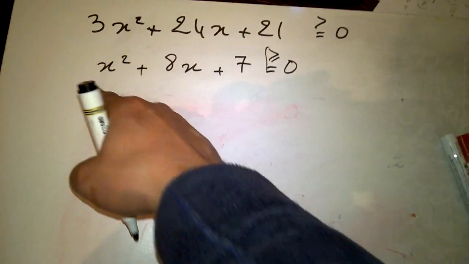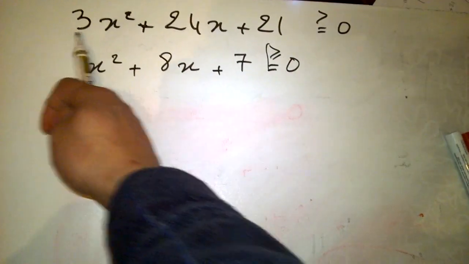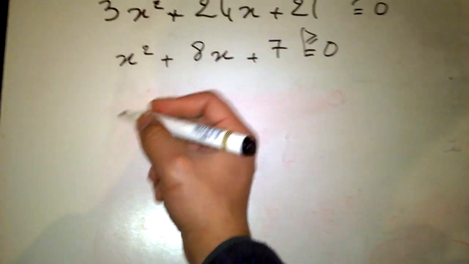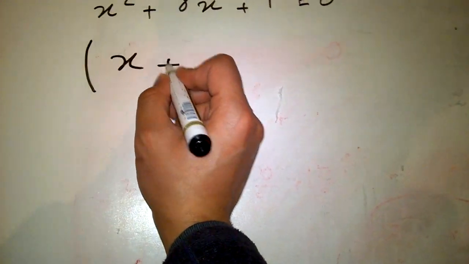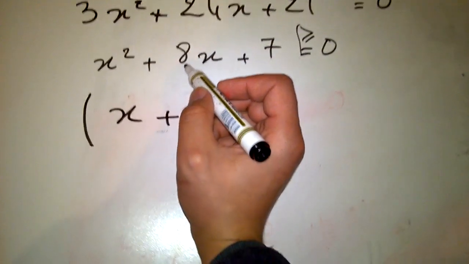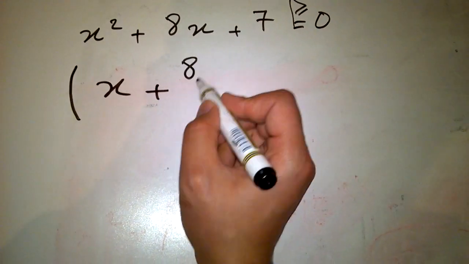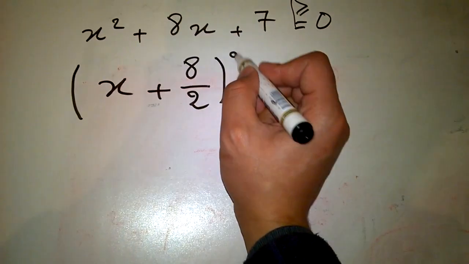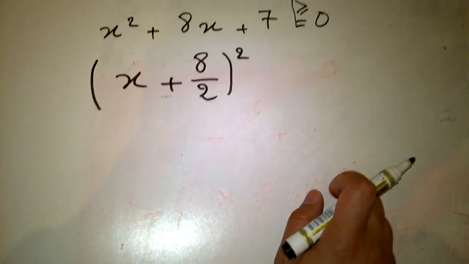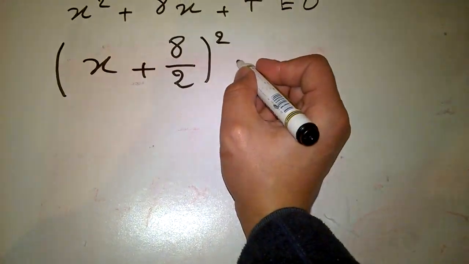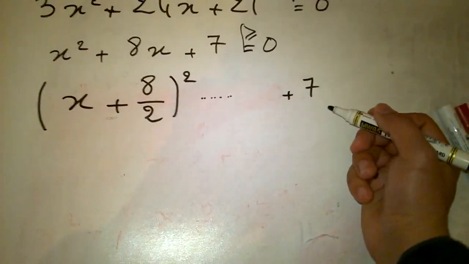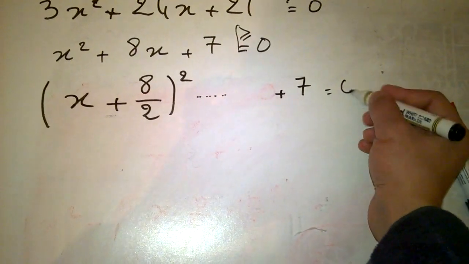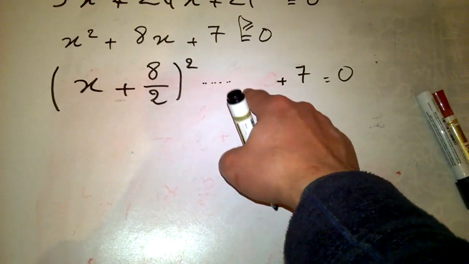Okay, let's do this one. First thing, I divide everything by 3 to get 1 here. The next thing, I write x, here we have a plus, so plus the coefficient of x divided by 2, which is 8 divided by 2, squared. This plus 7 we leave here, and let's put equal to 0. In this case, I'm going to write something else here.